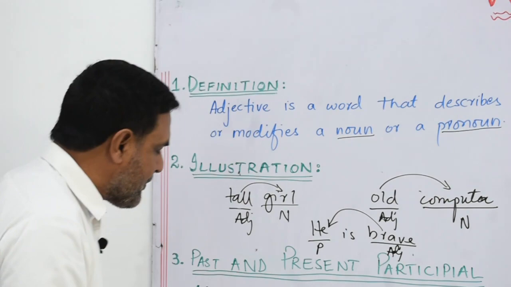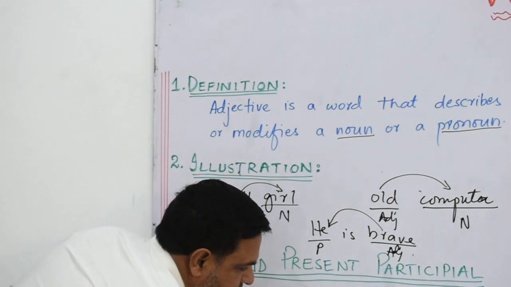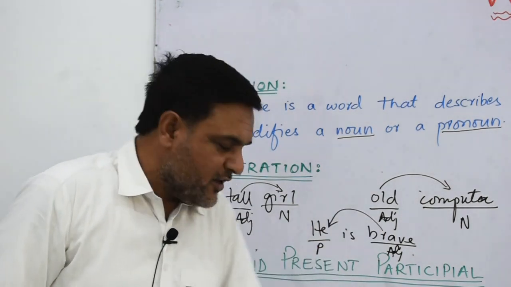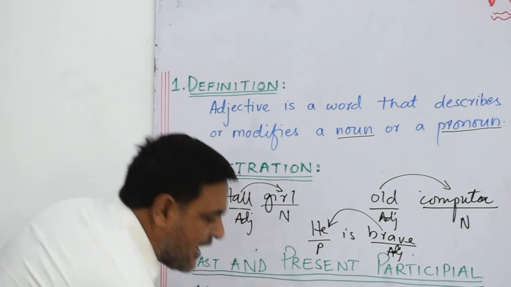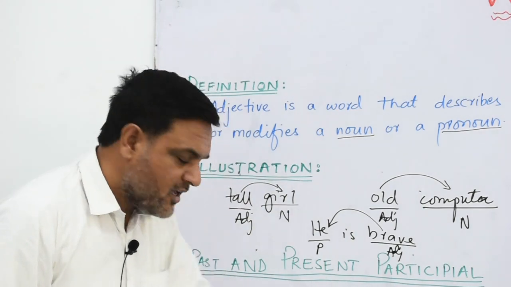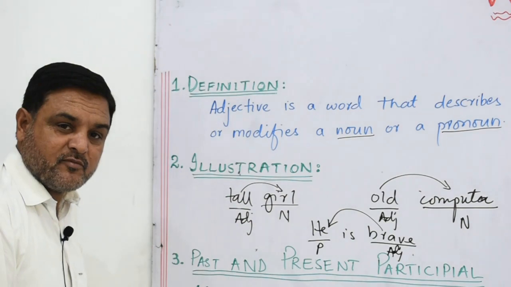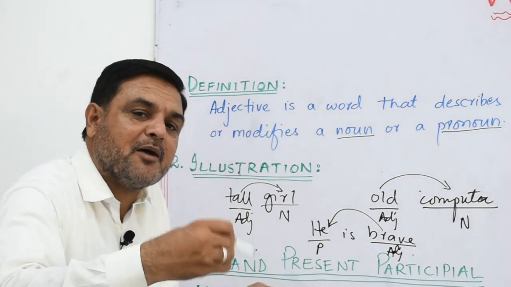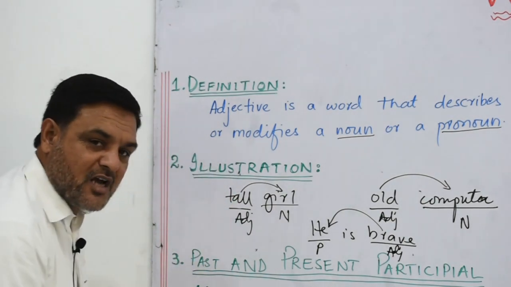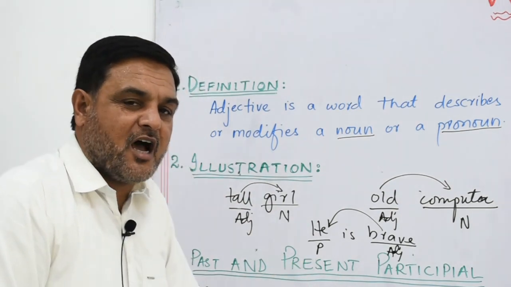And here is a practical demonstration. For example, teaching staff. Now, what is staff? Staff is a noun. It's a collective noun. It refers to a collection of persons. And what about teaching? Teaching describes staff. Teaching says something about staff. This word, teaching, modifies the meaning of staff.